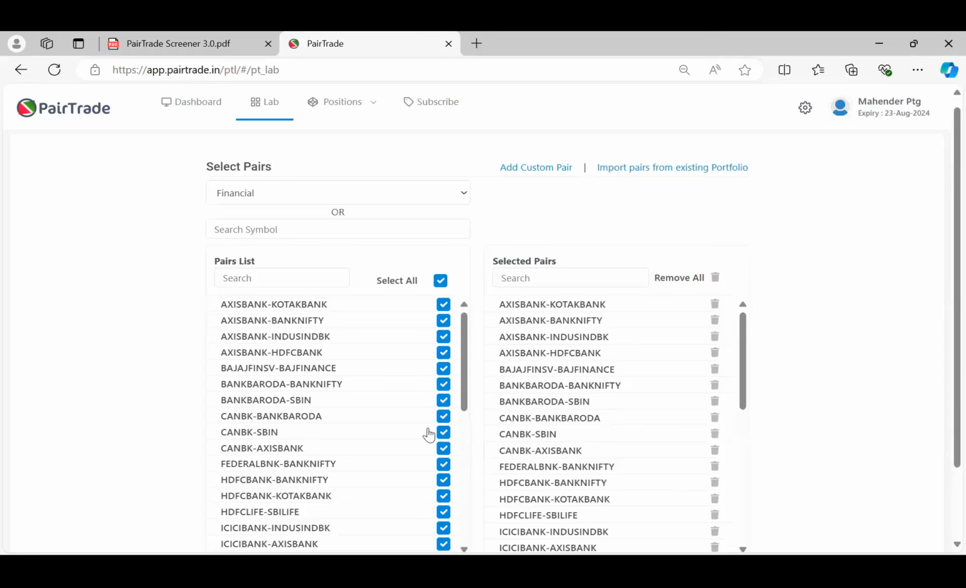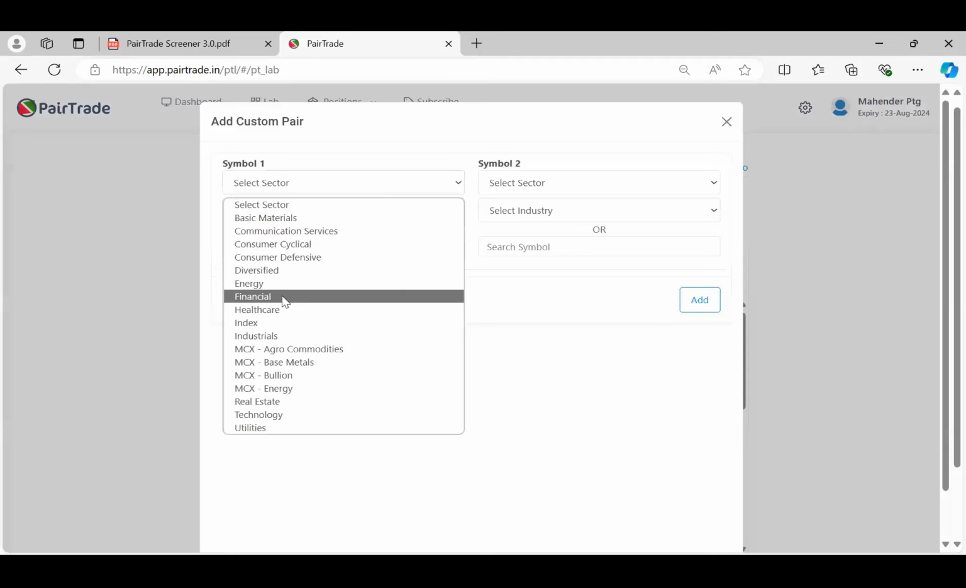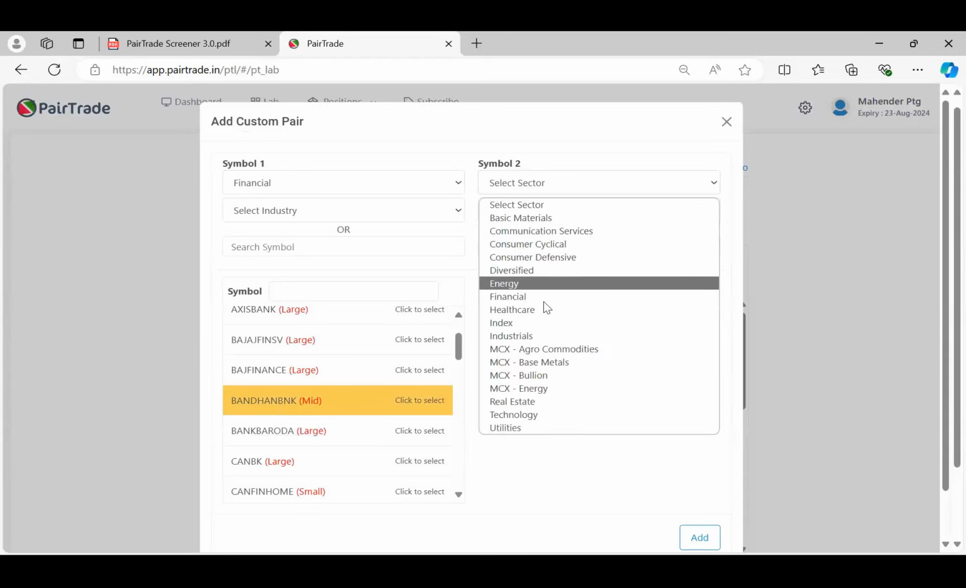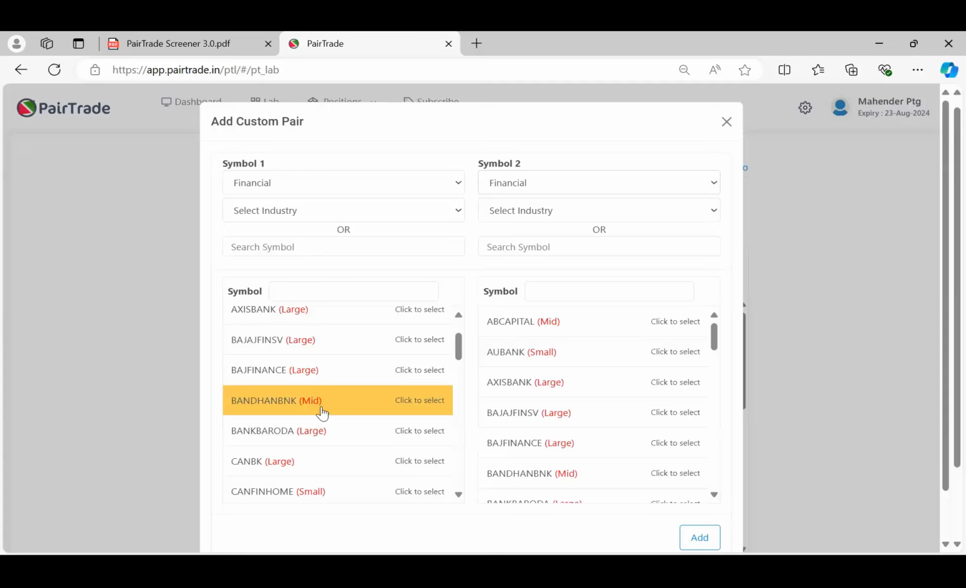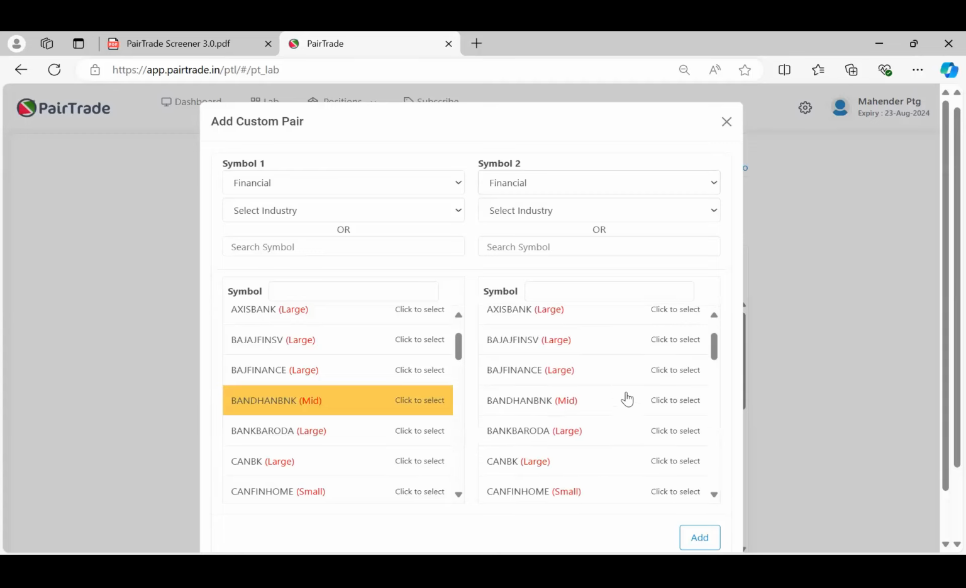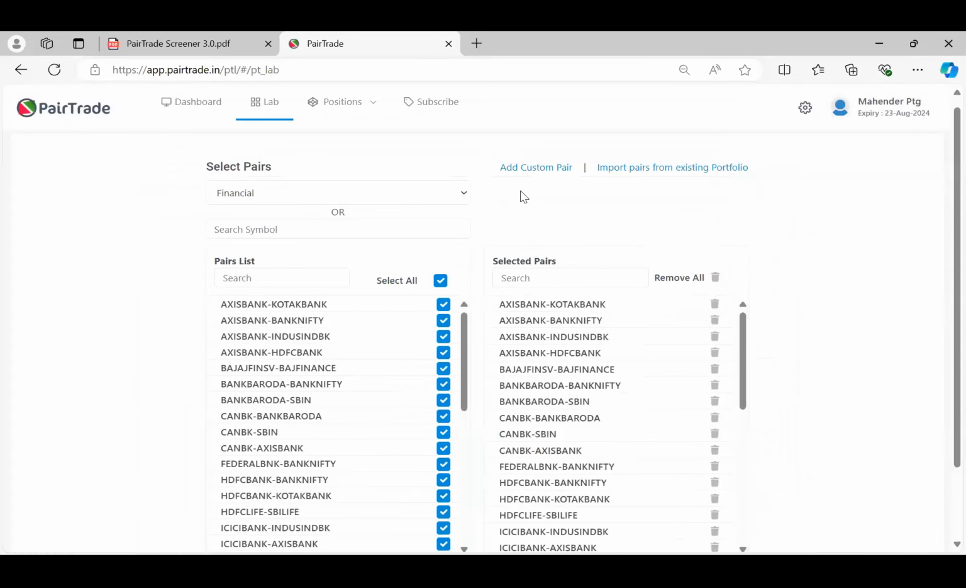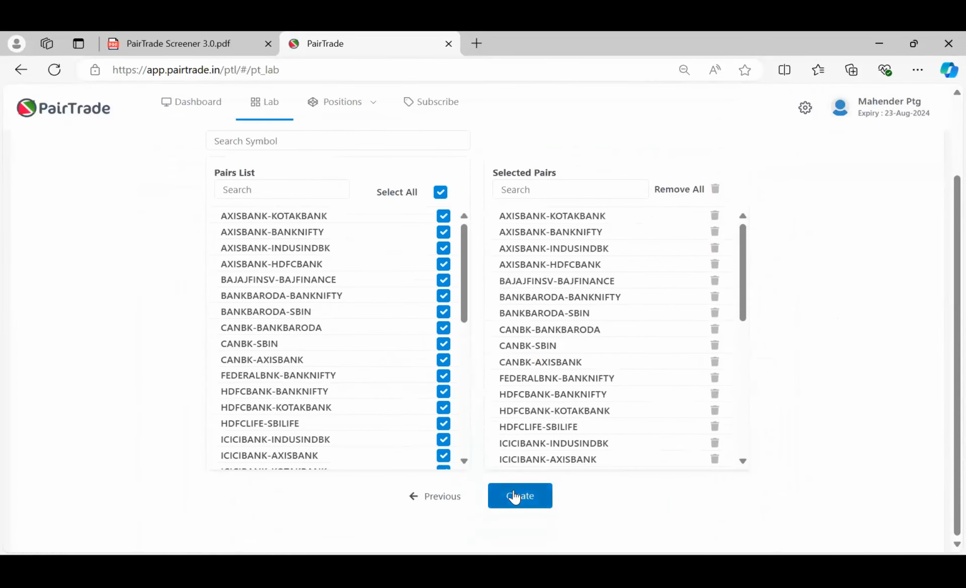Now on top of it, if you want to add any pair, you can go to add pair and select any pair. For example, I'll take Bandhan Bank, and in symbol 2, I will go to financials, say this is mid cap, and go with Federal Bank. So I can add it here. That way you can create your own pair combinations. Now I'll say create. If you want to remove any pair from this, you can just use the delete button here and delete it.